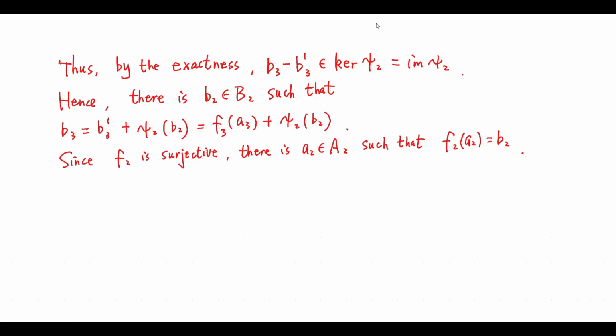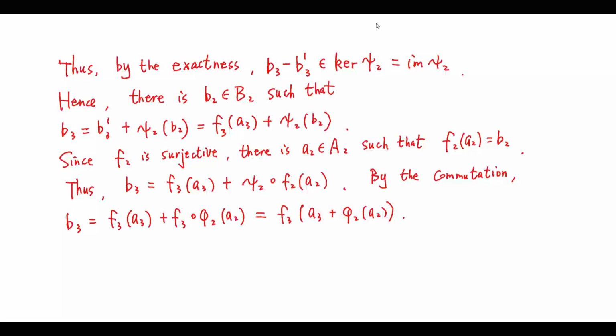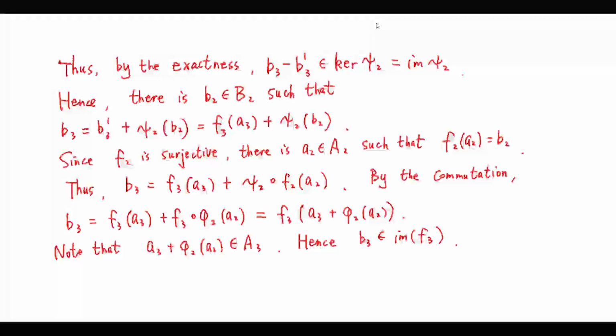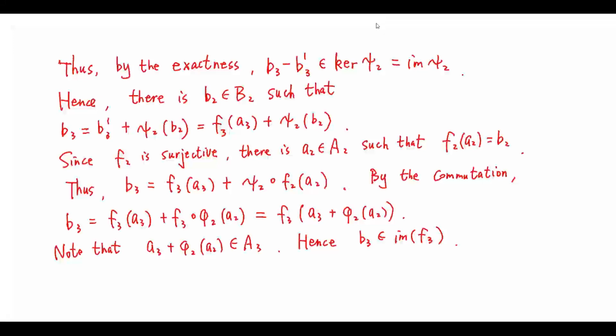Since F2 is surjective, there is an element A2 in the group A2, such that F2 A2 equals B2. So B3 equals this one. By the commutation, B3 equals this one. Note that A3 plus φ2 A2 is in the group A3. So from this one, we see that B3 is in the image of F3. This proves F3 is surjective.